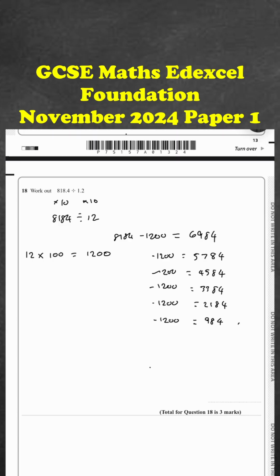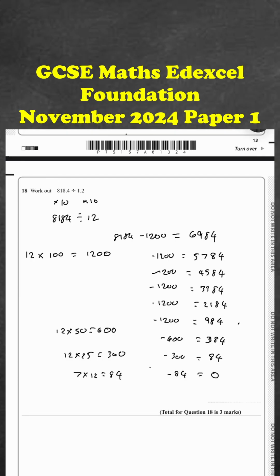So instead of 1200, what I'm going to do is take out 600 to give me 384. Now I can't take out another 600, so let's half it again and take out 300. That leaves me 84, and 84 is 7 times 12. That brings us down to 0.